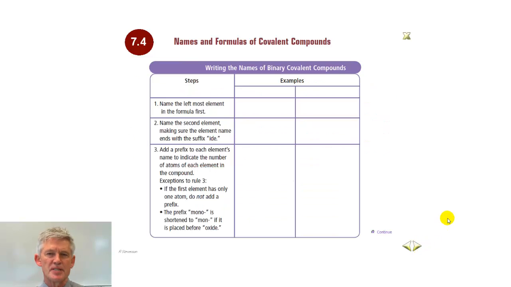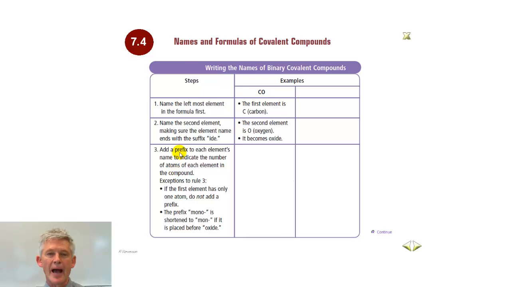So these are the steps in writing the names of binary covalent compounds. Let's start with CO. The idea is to name the element on the left first. So the first element when we look at CO is carbon. Name the second element, making sure the element name ends with the suffix "-ide". So the second element is oxygen. Change the ending to "-ide".